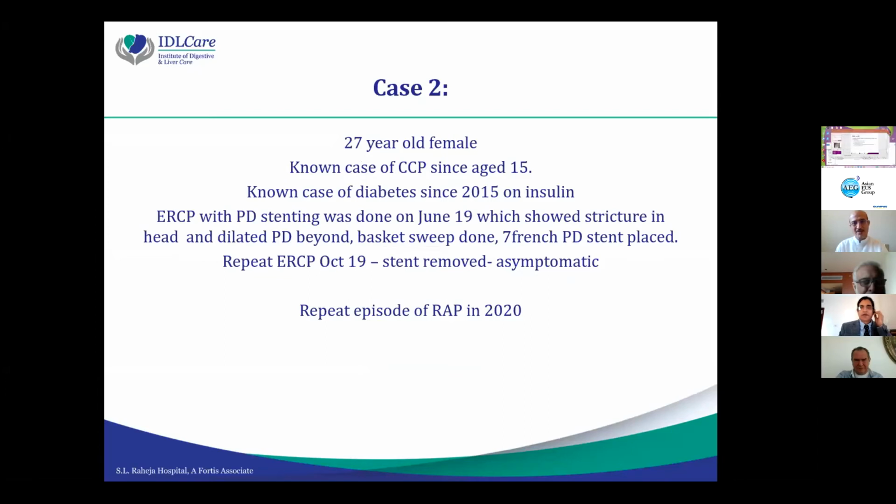Okay, we can have a second case. Now we'll be presenting the second case. This is a 27-year-old female, known case of chronic calcific pancreatitis since age 15, and known diabetic patient on insulin. She had come to us in June 2019 for ERCP and PD stenting, and during ERCP it showed stricture in head and dilated PD beyond. At that time basket sweep was done and 7 French PD stenting was done. Repeat ERCP was done in October 2019 and the stent was removed. Since then, the patient was asymptomatic, but in 2020, again, she was suffering from repeated episodes of acute pain abdomen.